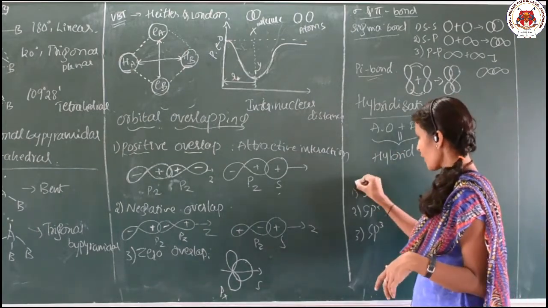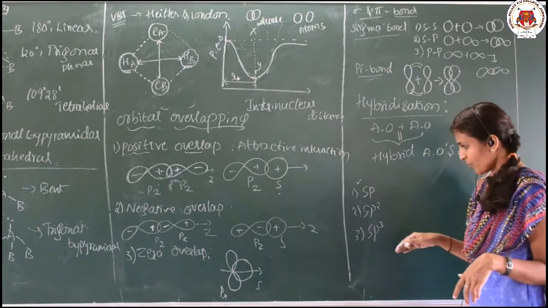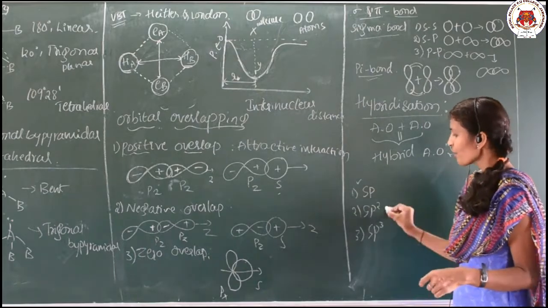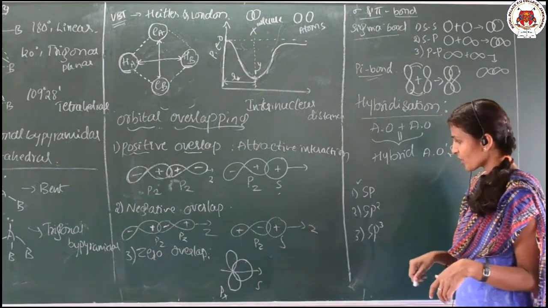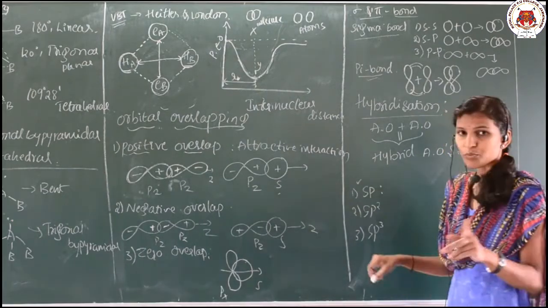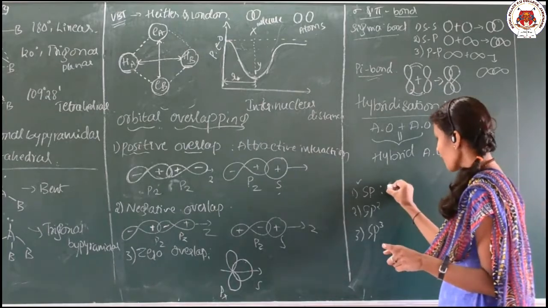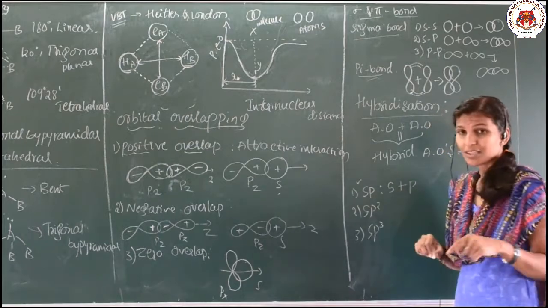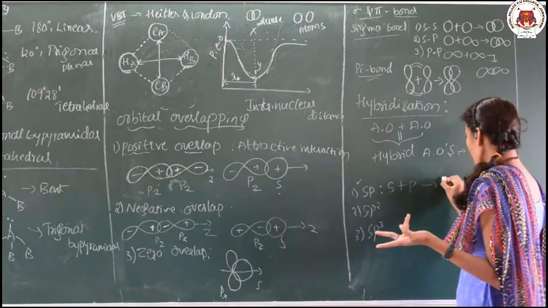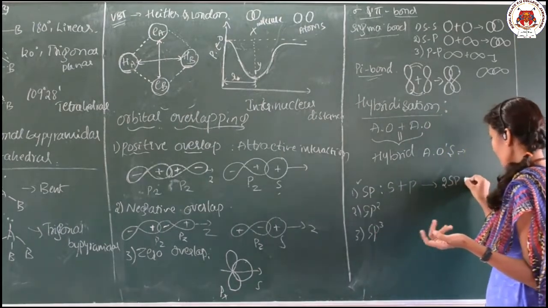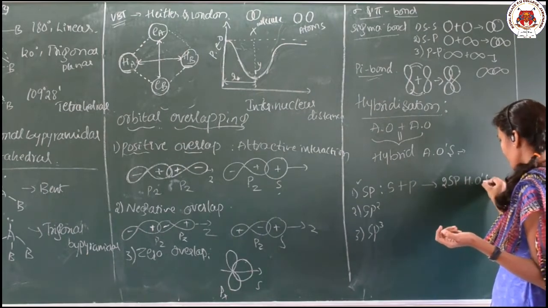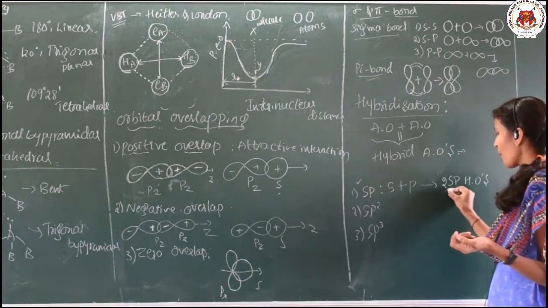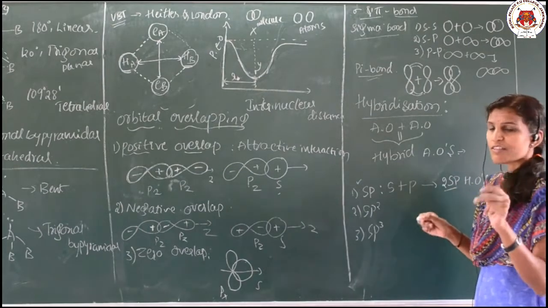So, there are three types of hybridization which involve s and p orbitals. One is sp hybridization, sp2 hybridization and sp3 hybridization. It means in case of sp hybridization, one s orbital and one p orbital combine with each other to give two sp hybrid orbitals.